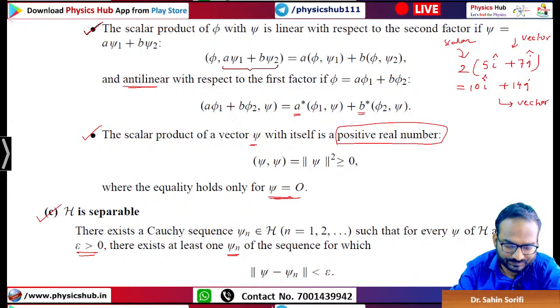Clear, Harry? Murli, what are you asking? What do you mean by the word key, sir? Which one? Can you rewrite, Murli?